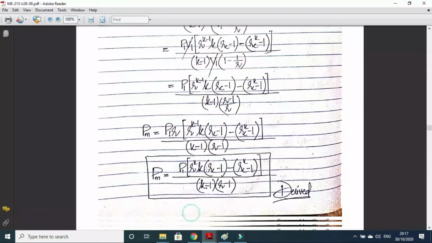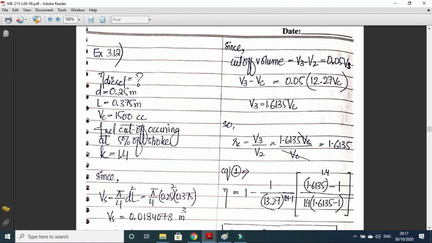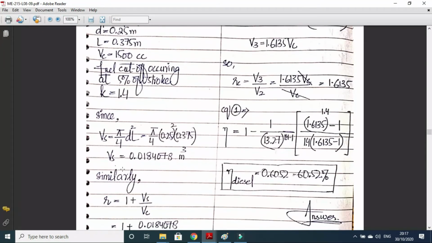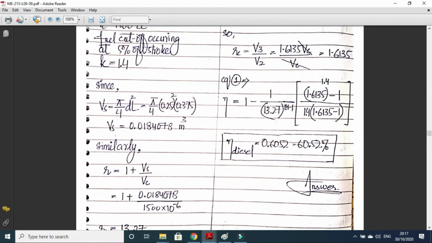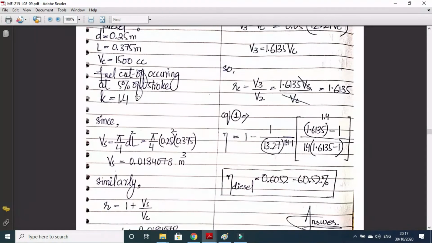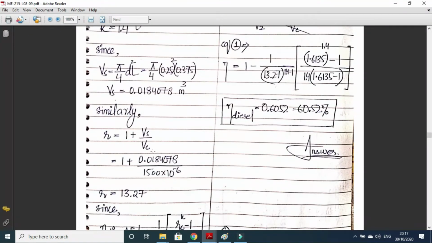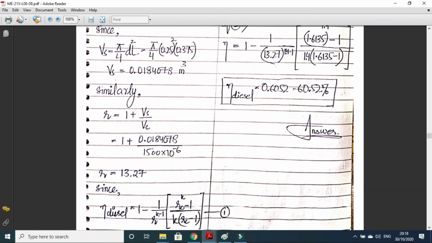So this is the solution of the numerical. We need to find the efficiency. Data is given. Since stroke is given and bore is given, we can easily calculate the swept volume with the formula pi by 4 D square into L. Swept volume we have just calculated, clearance volume is given, so we can easily calculate the compression ratio with the formula 1 plus Vs upon Vc. Here we have used Vs and Vc in meter cube, so R is coming out to be 13.27.